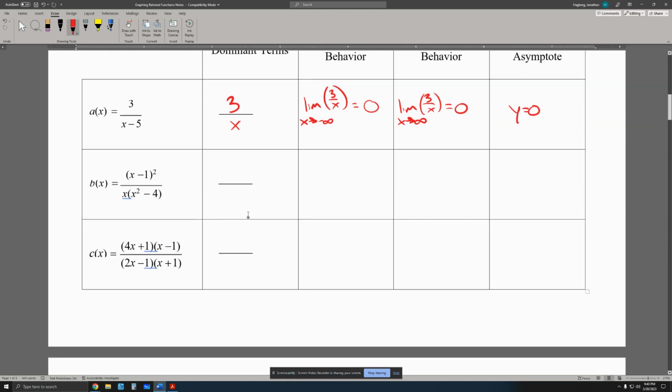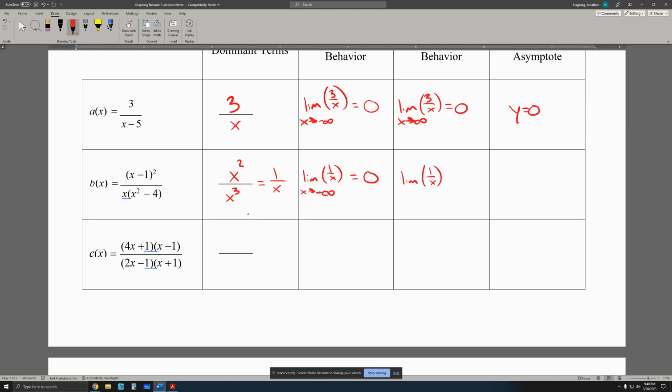For b of x, the dominant term in the numerator is x squared. The dominant term in the denominator, we've got 3 x's, so this would be x cubed. This reduces to 1 over x. So we can say that the end behavior is similar to that of 1 over x. And so the left-hand end behavior as x approaches negative infinity is similar to a of x. It's going to approach 0.